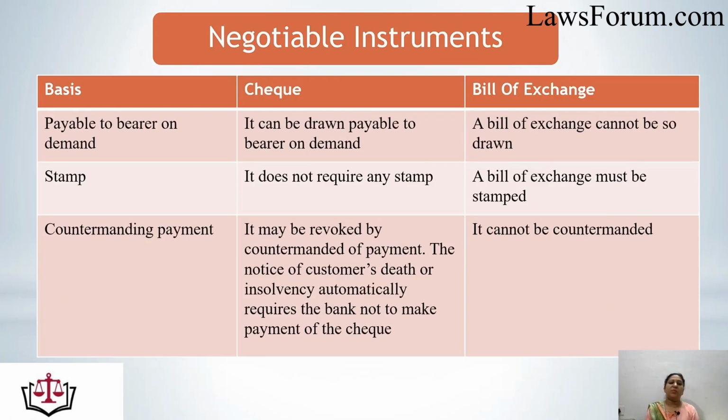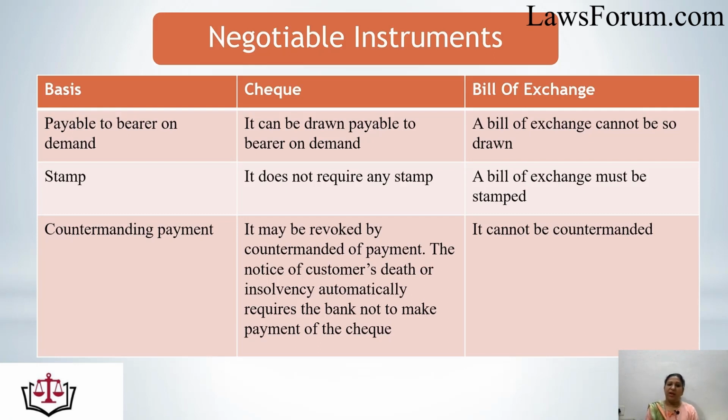Next difference is payable to bearer on demand. A cheque can be drawn payable to bearer on demand, but a bill of exchange cannot be so drawn. Stamp. In case of a cheque, there is no requirement of the stamp. Just the signature of the maker is sufficient. But in case of a bill of exchange, it must be stamped by the authorized person.